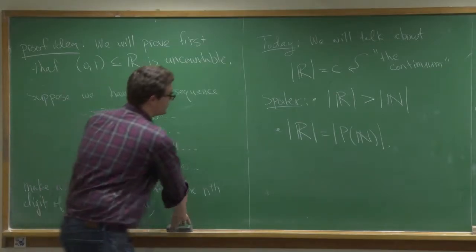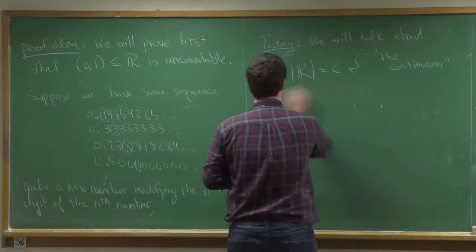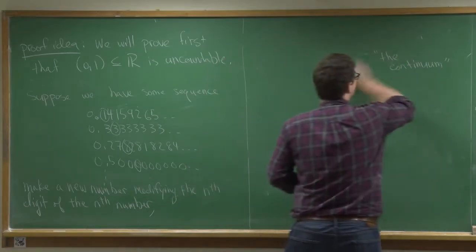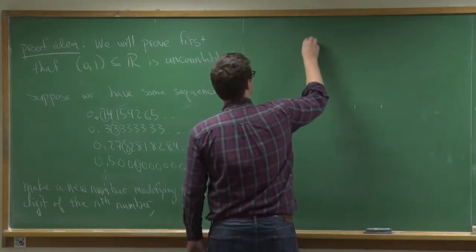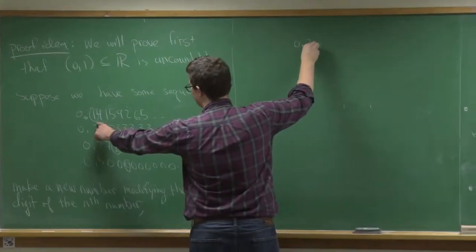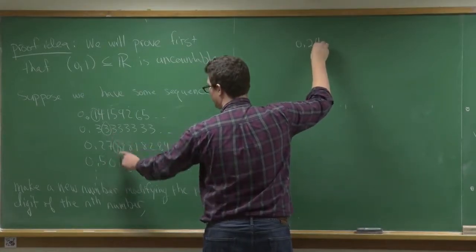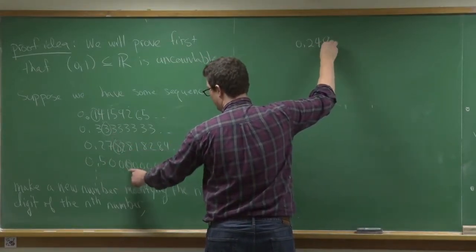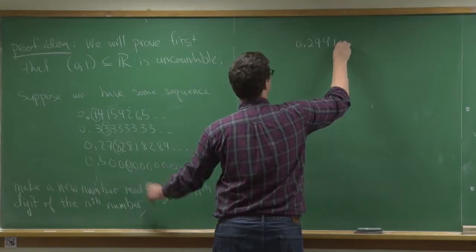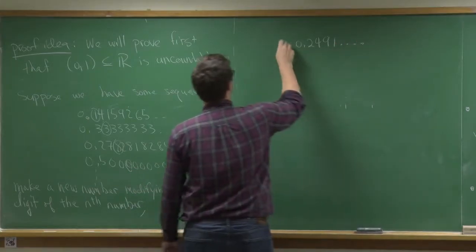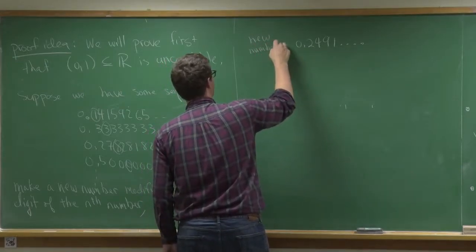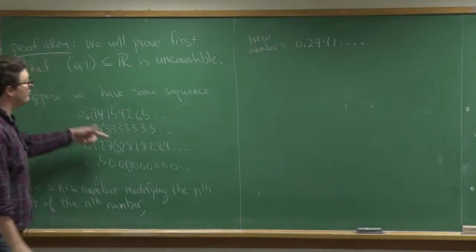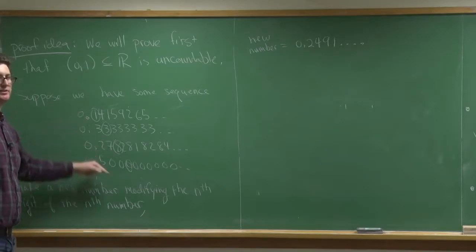Okay, so here, let's just do it. What I'll do is I'll just increment each one of these. So I'll do 0.2. I just did this one. Then let's do 4, and then we'll do 9, and then we'll do 1, and then we'll keep going like this. So this is our new number, and this new number will never appear in this list.